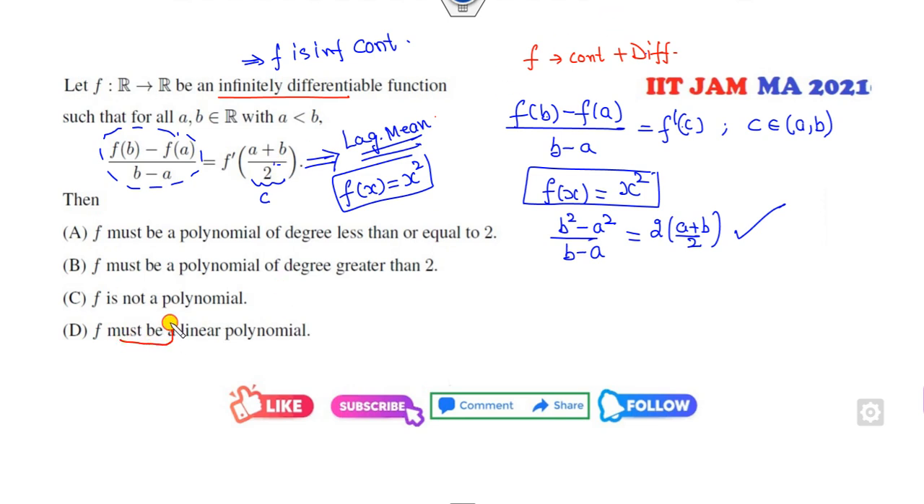So f must be linear, but it is non-linear. f is not a polynomial, but it is a polynomial. f must be a polynomial of degree greater than 2, but here the degree is equal to 2. So less than or equal to 2 is the remaining option, which is the right one.